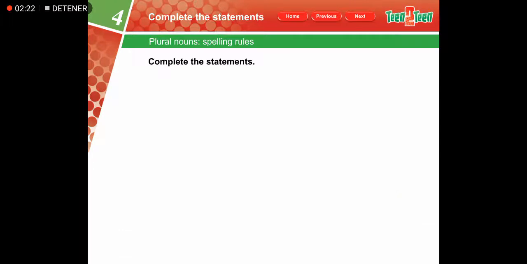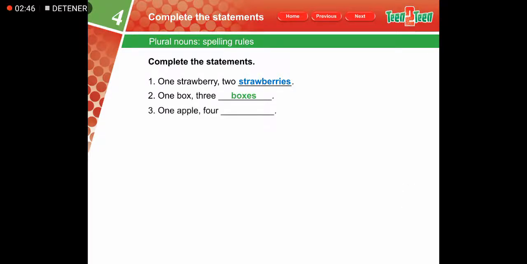Okay, now we're going to complete the statements. We have 1 strawberry, entonces más 2 strawberries. Esto me lo van a copiar en sus cuadernos de phonics, ¿ok? ¿Por qué? Para que ustedes puedan seguir practicando. Number 2, 1 box, 3 boxes. Very good. 1 apple, 4 apples.